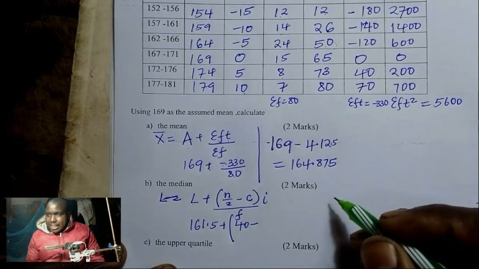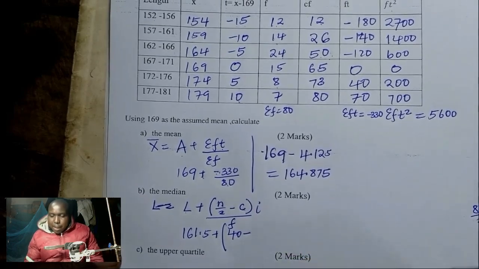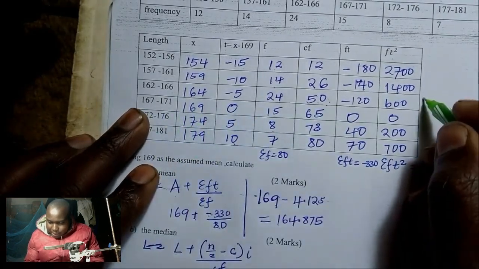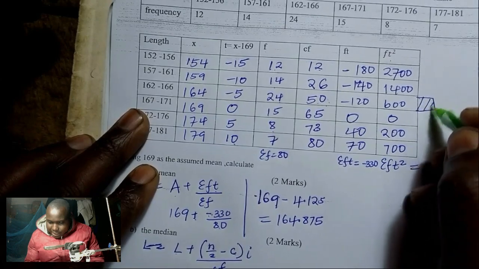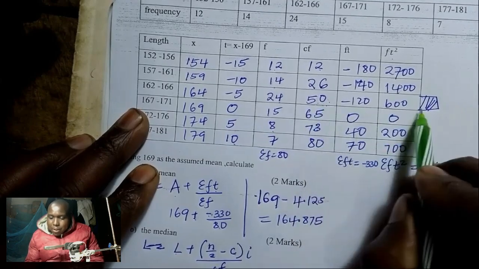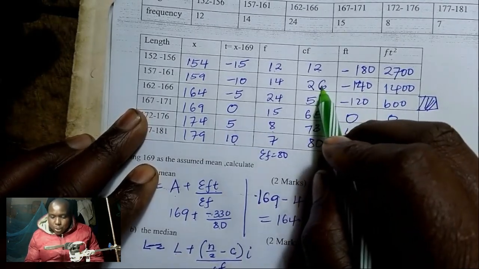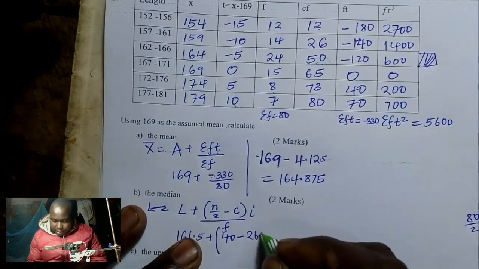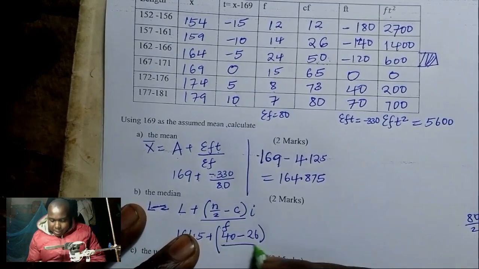What is C? C is the cumulative frequency above. So our median class, we said this is our median class. This is our median class. So the cumulative frequency above our median class is 26. That is what is called C, which is 26. You close the bracket, divide by F.